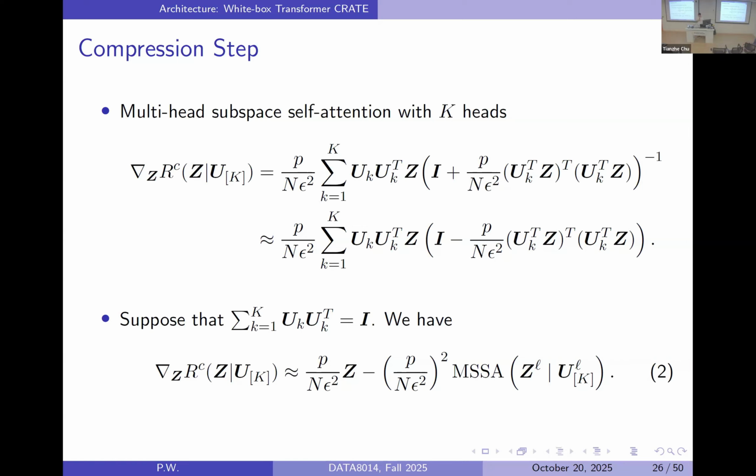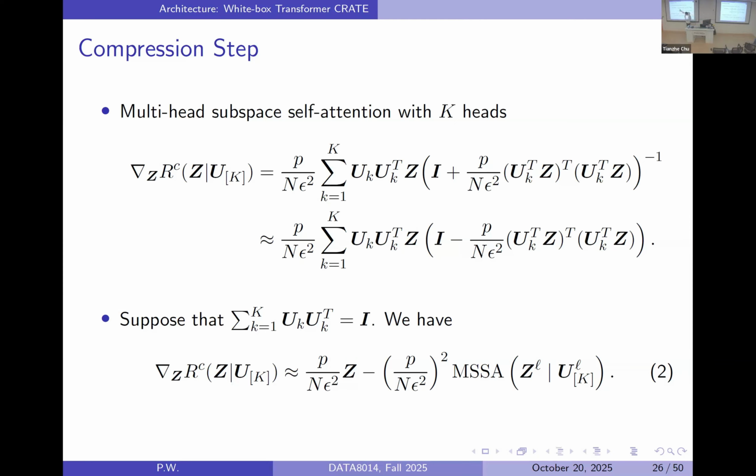Any questions? To avoid computing the matrix inverse, we apply the Neumann series to get a first-order approximation, and then we get that. That is the approximation of the gradient of this compression term. Then we further make an assumption that all the subspaces span the whole space, that is, the summation of U_k U_k transpose is the identity.